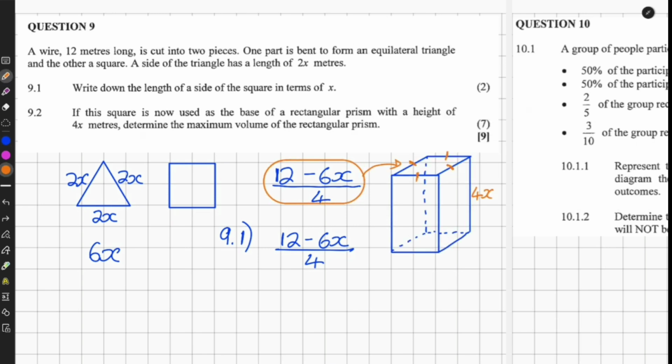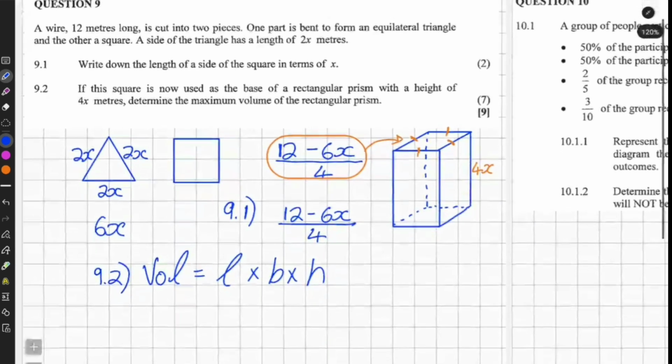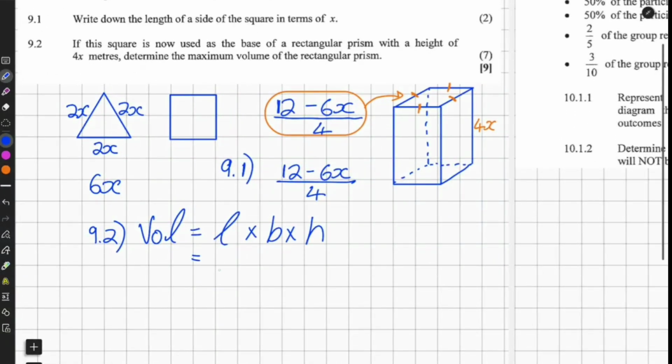Okay, so that's my drawing for a rectangular prism. I know the base of that rectangle we worked with, where each side is 12 minus 6x over 4. They're telling me the height is 4x meters. I don't know what the x is, but I just know that's what they told me. So now I just need to go for the volume of the prism. So I can say volume is equal to length times breadth times height. And in this case, the length and breadth would be the same. So it's going to be 12 minus 6x over 4 times 12 minus 6x over 4, and then times the height, which is 4x. That is the volume.